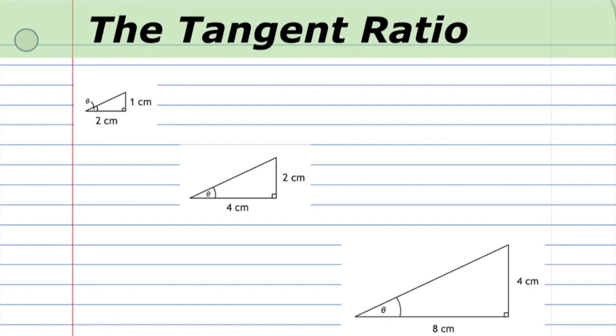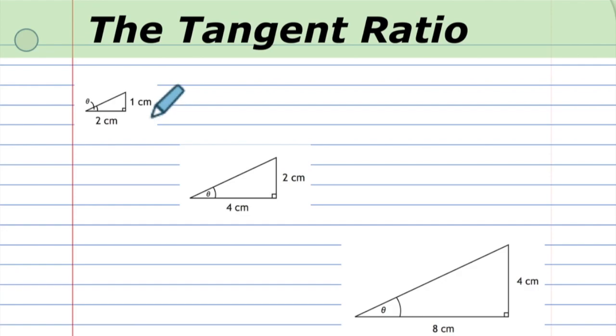Recall that when we zoom in on a triangle or photocopy it larger, the angles don't change, only the lengths of the sides do. This second triangle is 2 times larger than the first, and this triangle is 2 times larger than the middle one, but it's also 4 times larger than the original.